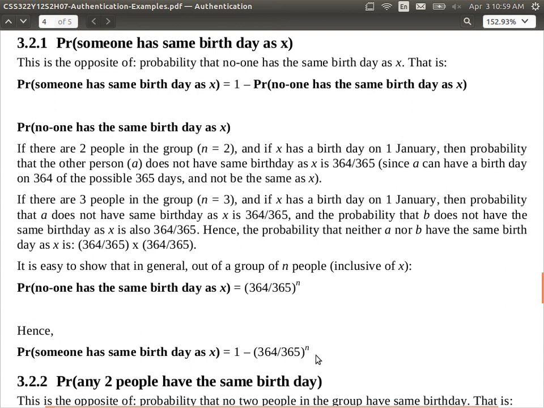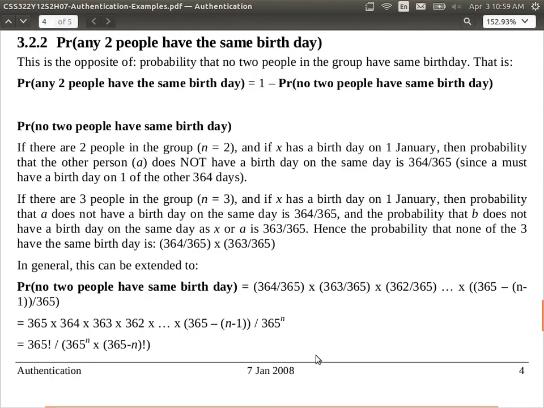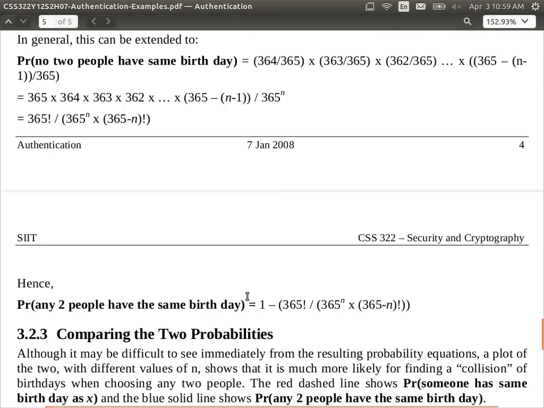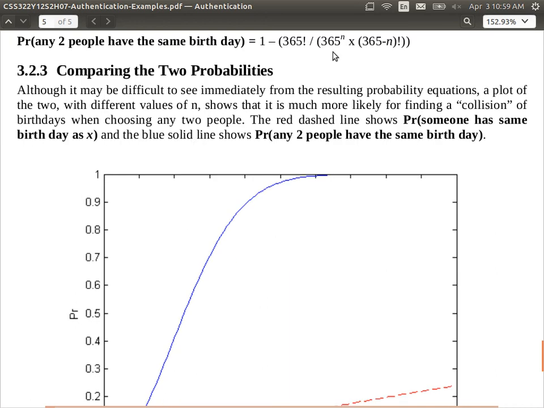That was one problem. Then the second one we think about is, what's the chance that in that group of people, any two people have the same birthday? We worked out the probability that no two people have the same birthday, and you can generalize that in terms of factorials, and it comes out as this equation. The probability that any two people have the same birthday is the one at the top, where we have 365 days to choose from and a group of n people.